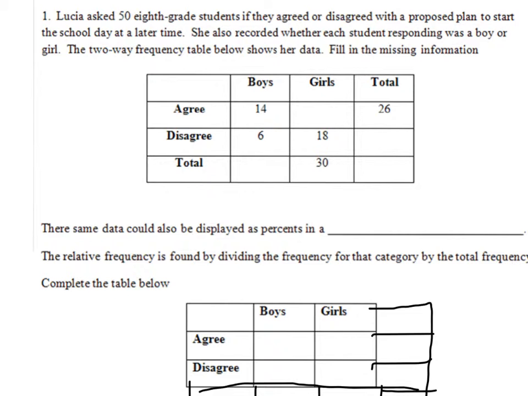It looks like we've got a total of 26 that agree. 14 were boys, so it must have been 12 girls, because 12 plus 14 is 26. The total number of boys is 14 and 6, so the total will go right there. Add those two numbers together, you get 20. We can do the same thing with the boys and girls that disagree. Right here, 6 and 18 is 24. And then the total is 50, because 30 plus 20 is 50.